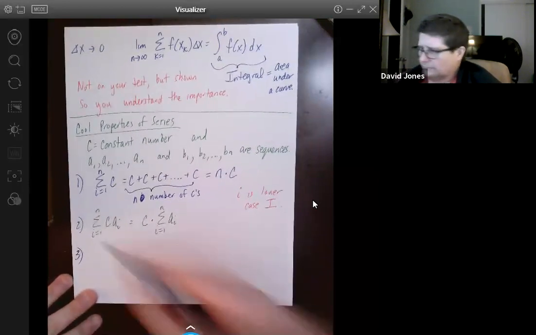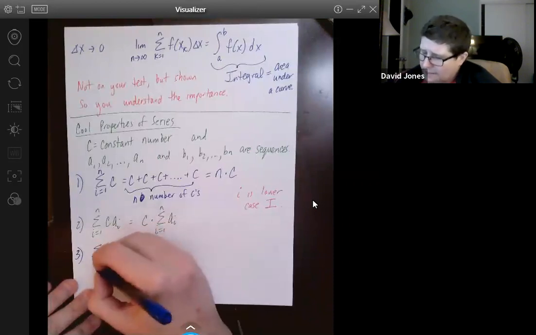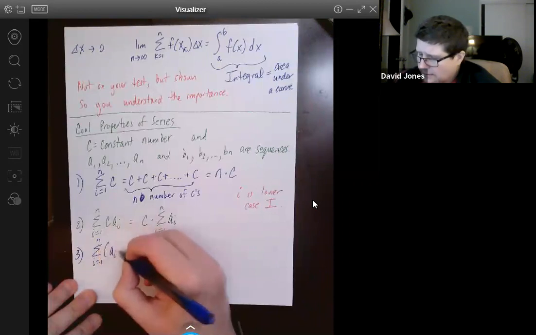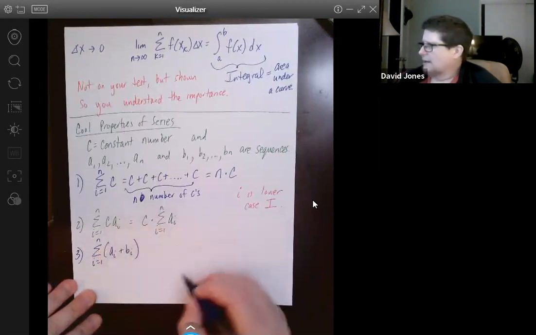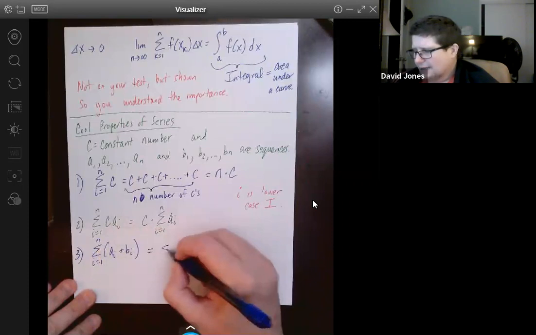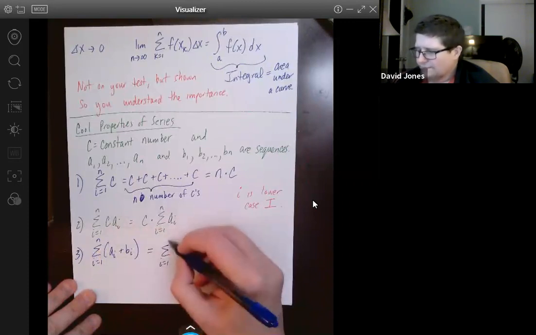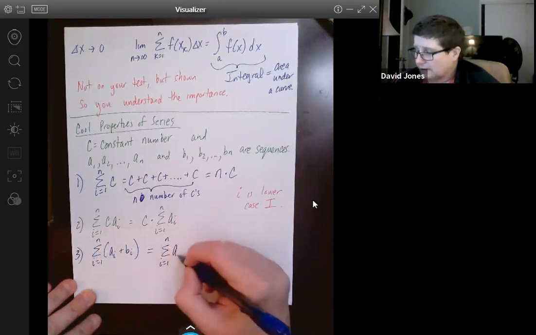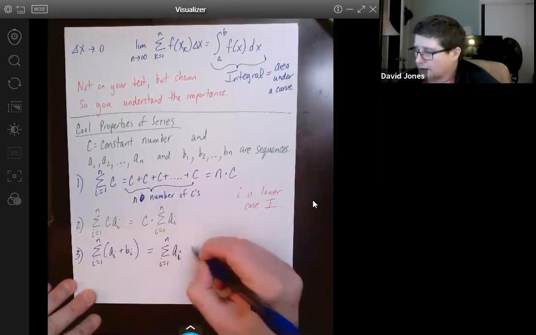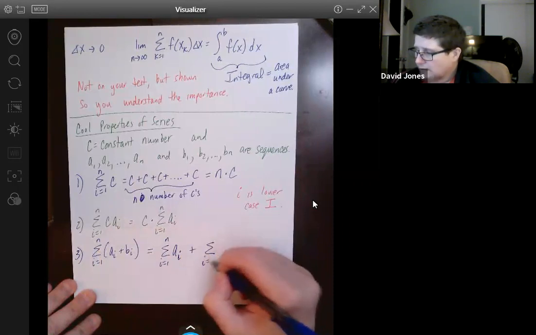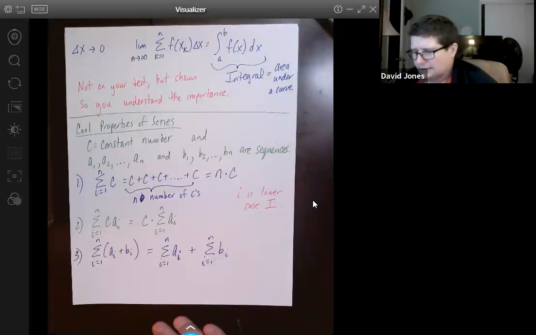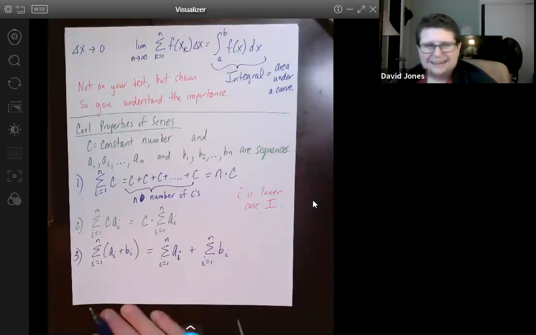Another cool one. We could add up 2 different sequences. And that's the same thing as adding up the 2 different sequences, or finding the sum of 2 sequences and adding them together. It's almost like the summation distributes. That's not really what's going on.